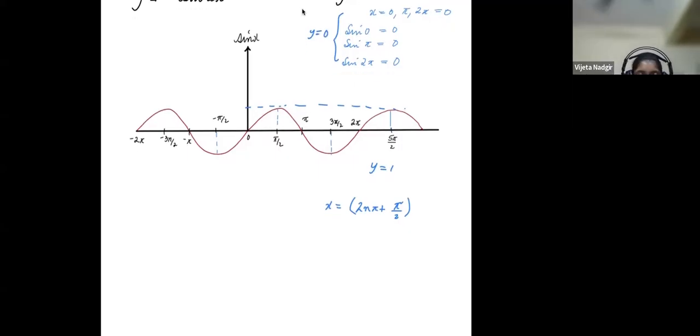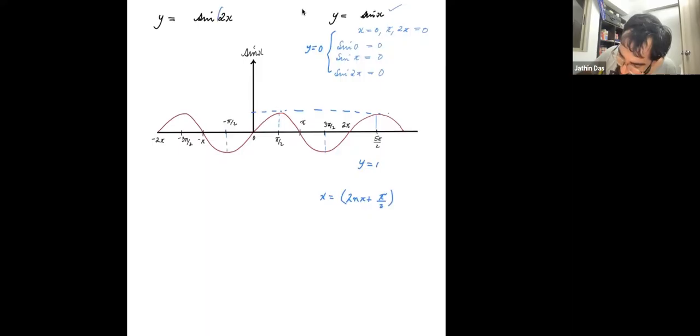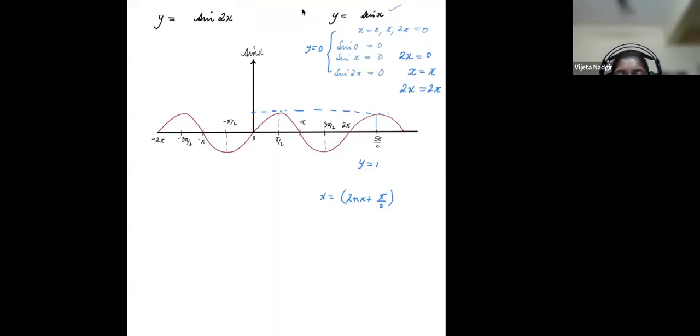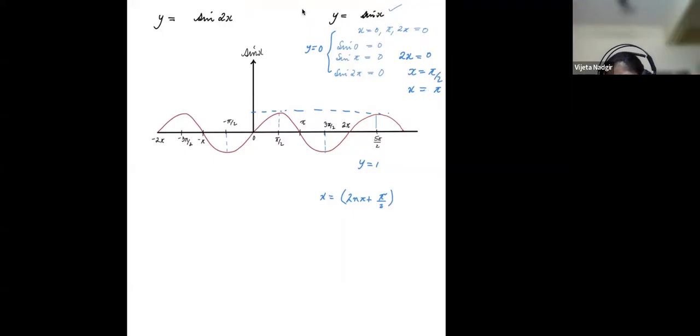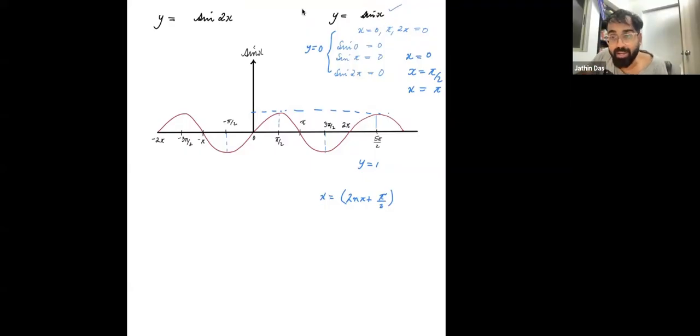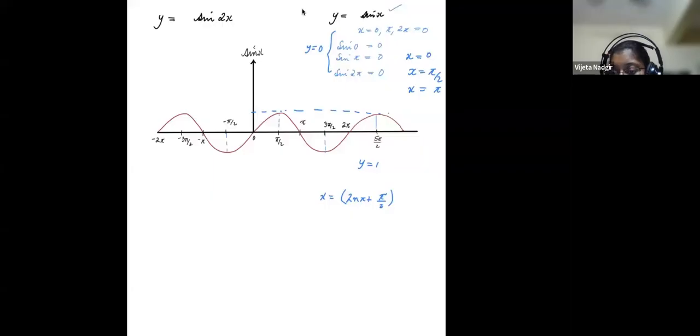Now you tell me, here, instead of x, what is sitting with sine? 2x. So here, when will y become 0? When 2x is equal to 0, or when 2x is equal to pi, or when 2x is equal to 2 pi. Correct? So x is equal to 0, or pi by 2, or pi. pi by 2 becomes n pi by 2. I'm just giving an idea.